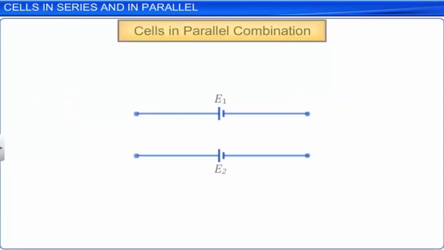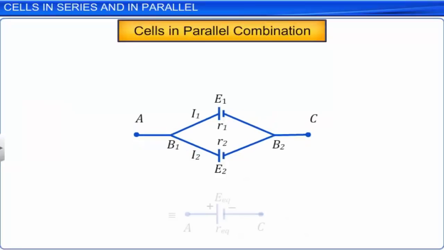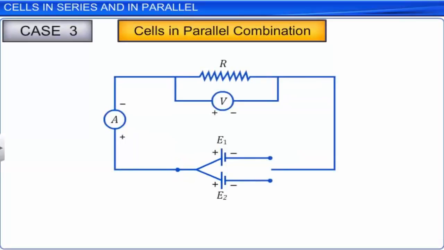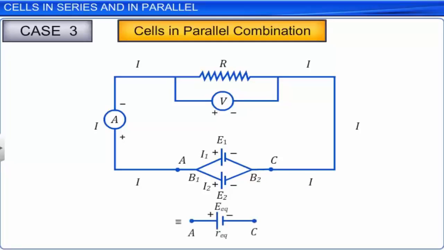Let us now consider a parallel combination of two cells. The positive terminals of the two cells are connected to each other. Similarly, the two negative terminals are connected to each other. I1 is the current leaving the positive electrode of the first cell. Similarly, I2 is the current leaving the positive electrode of the second cell. At junction point B1, I1 and I2 flow in and flow out as I into the external circuit.